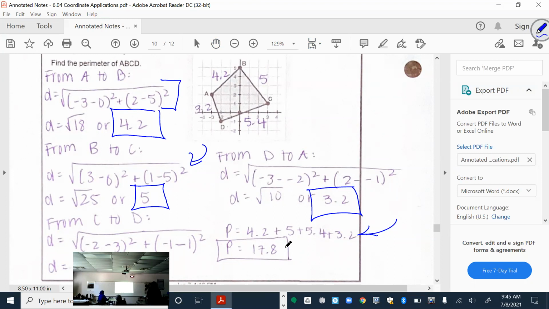Questions? Yeah. Okay, so the coordinate for A was, and then the coordinate for B was, good. Which one did you make your X1, Y1? Okay. And then I'll make this one X2, Y2.